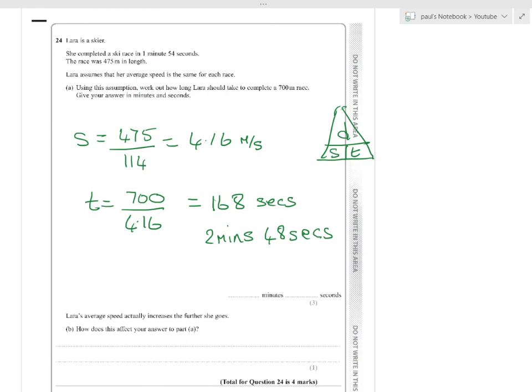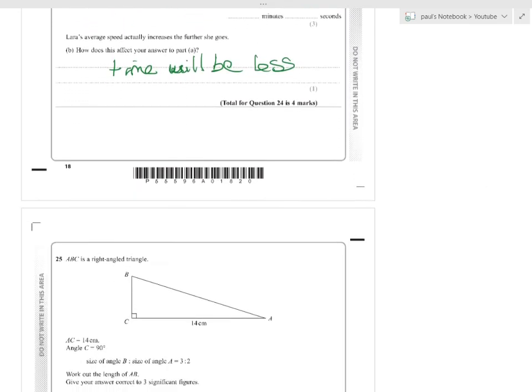Right, Laura's average speed actually increases the further she goes. Time will be less. She's going faster. Yeah, faster.